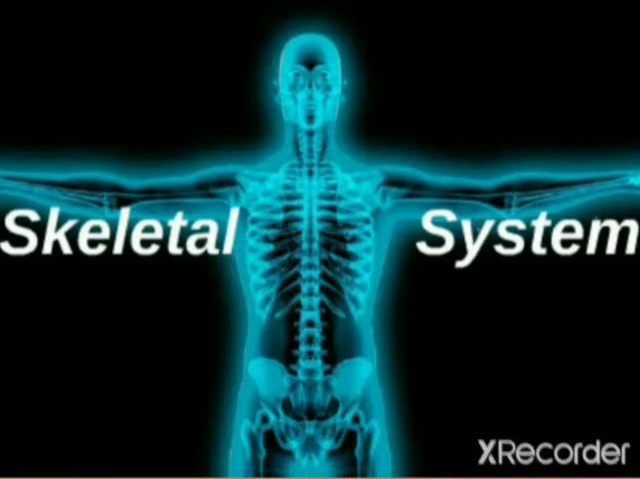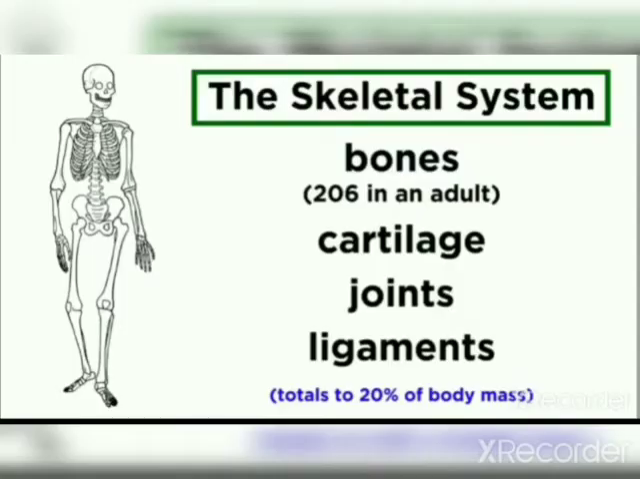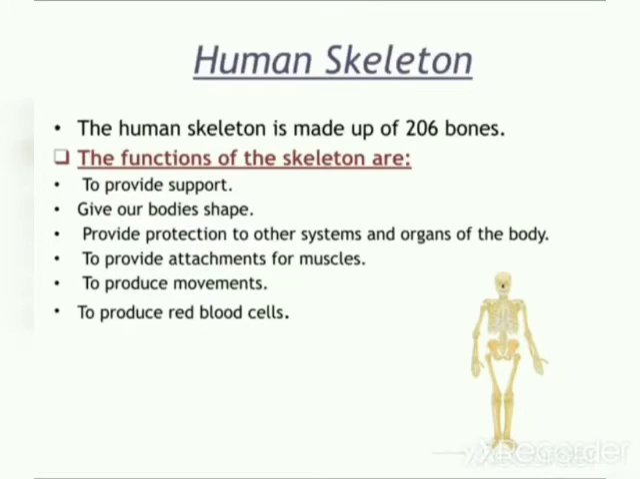Today we will discuss the skeleton system. So let's start with the skeleton system. The skeletal system comprises bones, 206 in an adult, cartilage, joints and ligaments, totaling 20% of body mass. First of all, we will discuss the function of the skeleton system. The human skeleton is made up of 206 bones, as I already told you.